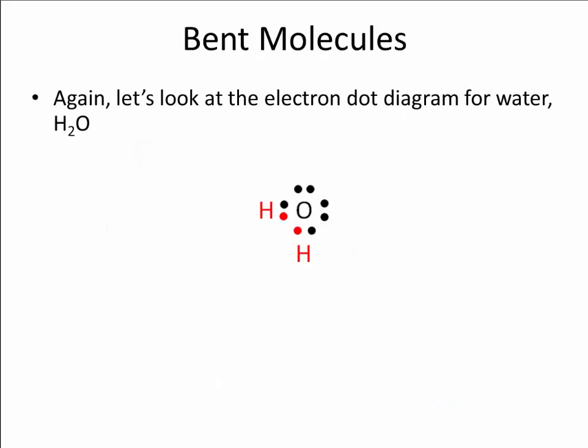Now, let's go back to the diagram for water. This is the diagram we arrived at earlier on in the lesson. Notice there are 2 bonding pairs of electrons and there are 2 non-bonding pairs of electrons.